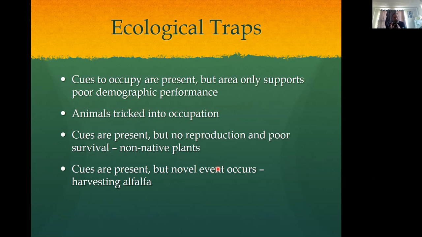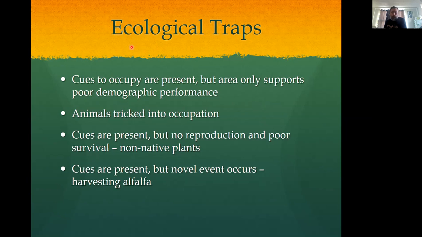An example of how this can be problematic is something we've talked about before, right? This notion of ecological traps. We talked about these before in the sense that they're places where an animal thinks they have what they need, right? But they're not sustainable environments, okay?